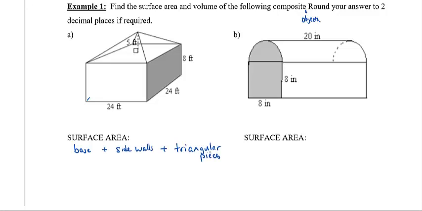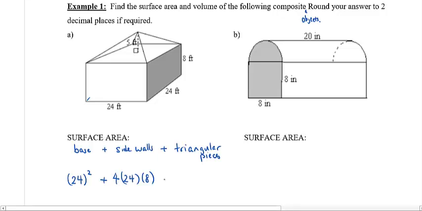So let's see, the base is a square, so 24 times 24, that's the base. The side walls, notice they're rectangles, so 24 times 8. How many side walls do we have, and are they all the same? Yes, they are. So there are 4 of them.